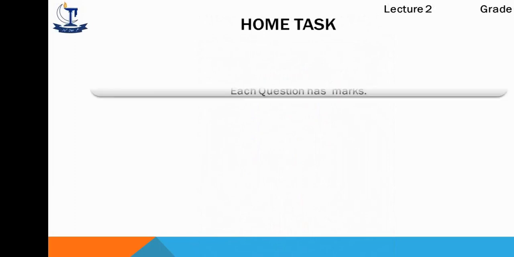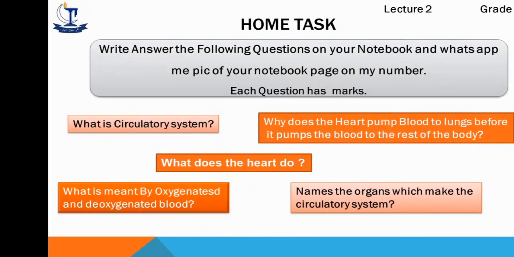Here is a home task for you. These are some questions, and you will have to answer the following questions in your notebook and WhatsApp me a picture of your notebook page on my number. Each question carries 2 marks, and the questions are: What is the circulatory system? What does the heart do? What is meant by oxygenated and deoxygenated blood? Why does the heart pump blood to the lungs before it pumps the blood to the rest of the body? Name the organs which make the circulatory system.